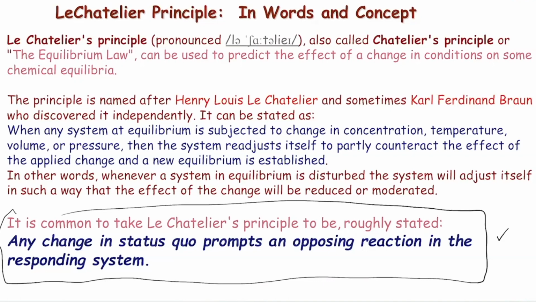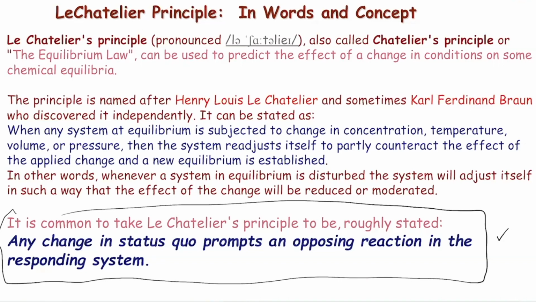In other words, if you add more reactant, it's going to prompt a response to remove that reactant, to make that reactant smaller. The only way to do that is to convert that reactant to product. If we remove reactant, it's going to prompt a response that makes up for that removal. The only way that's going to happen is by converting the product over to the reactant. So it's going to cause a shift until you get back to equilibrium. That's basically what Le Chatelier's principle is about.